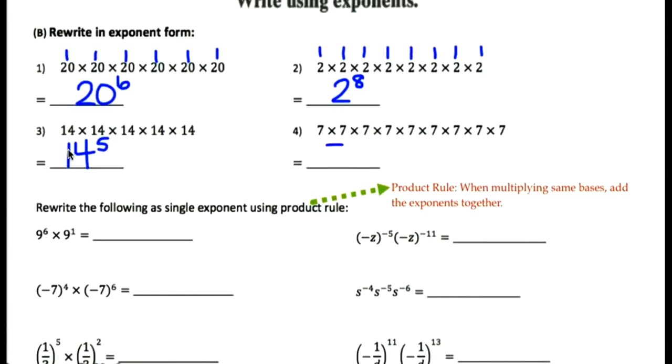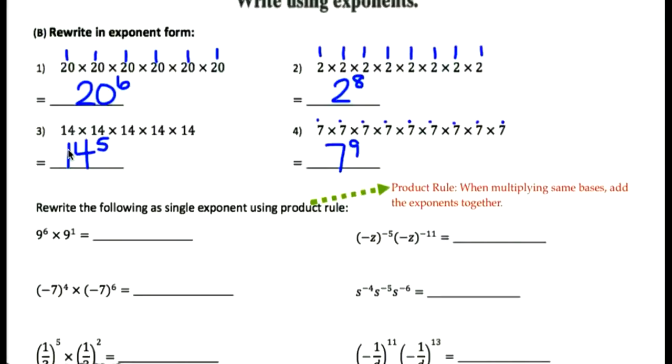Number 4, 7 is the base. It's the number that we see listed. How many of them are there? 1, 2, 3, 4, 5, 6, 7, 8, 9. So 7 to the 9th power. So rewrite in exponential form. I don't have to solve anything. I don't have to find a really big number. I just need to write it in exponential form.